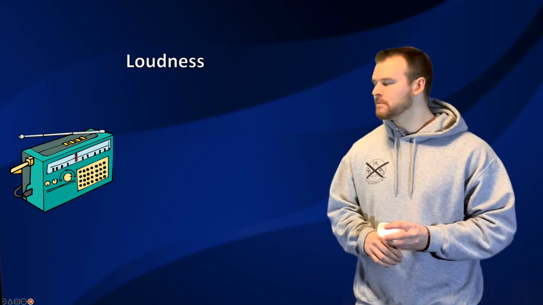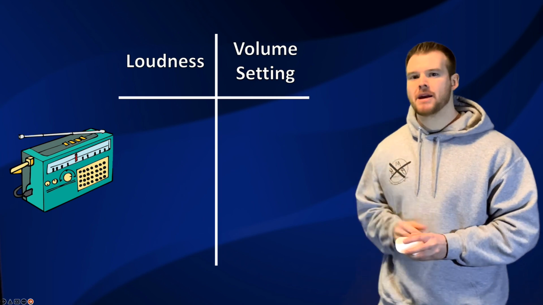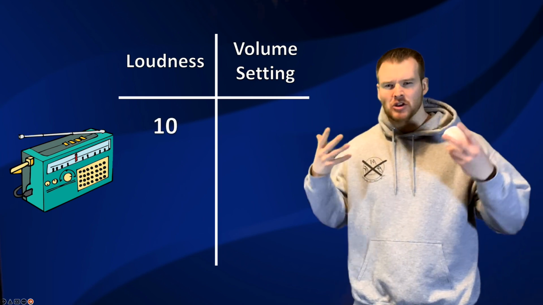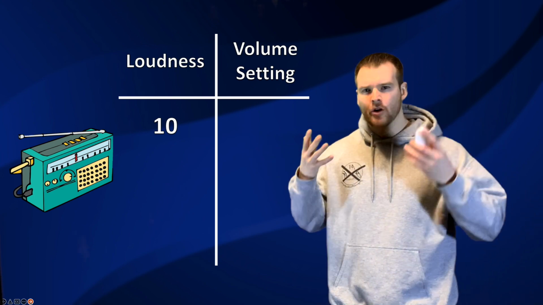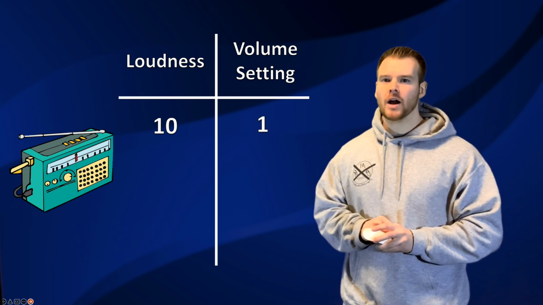So if we were going to relate this to something else, measuring how loud a sound is coming out of a speaker, I'm going to set up this chart. It's not 100% accurate to how we measure sound, but it'll be an example for how a base 10 or log 10 system would work. So I'm going to look at loudness compared to the volume setting, and I'm going to make a chart here. So let's say that the loudness, I'm just using that as a general term for how loud it sounds, is a 10. That's how loud it sounds to my ears. And maybe that's on a volume setting of 1.